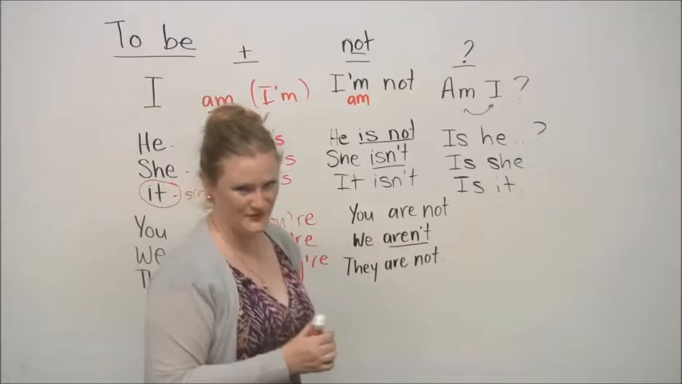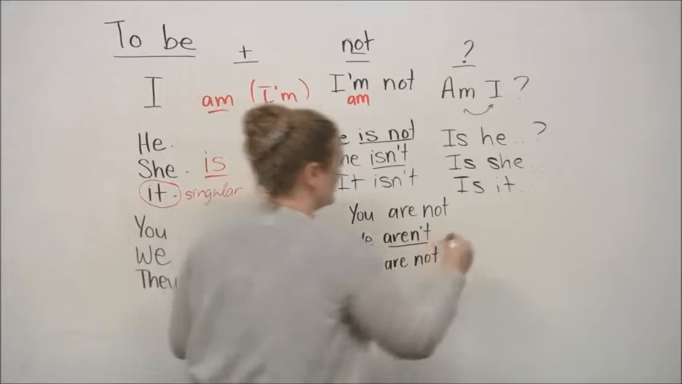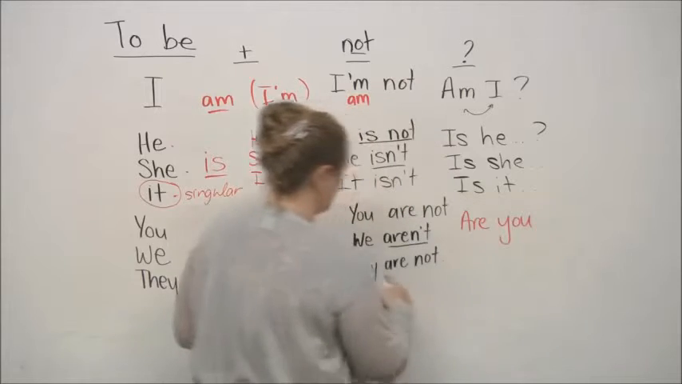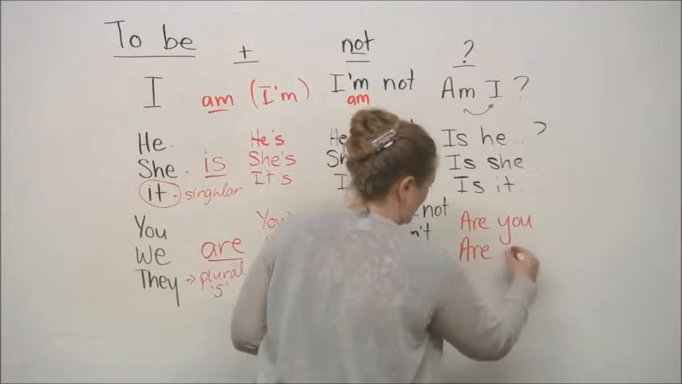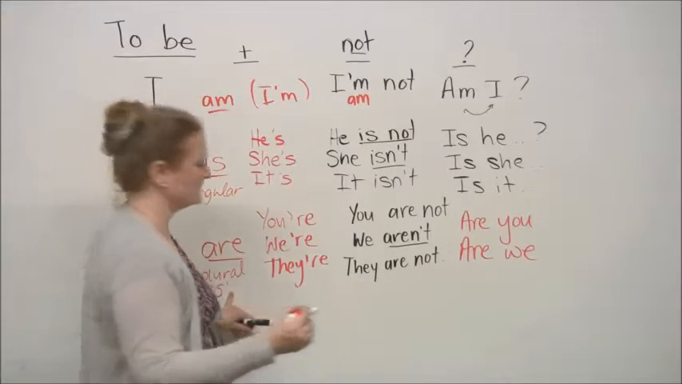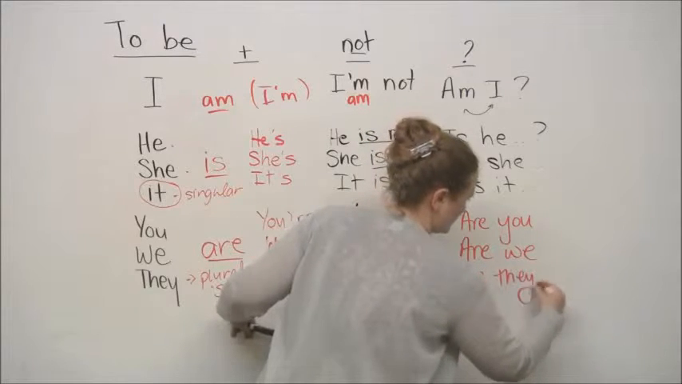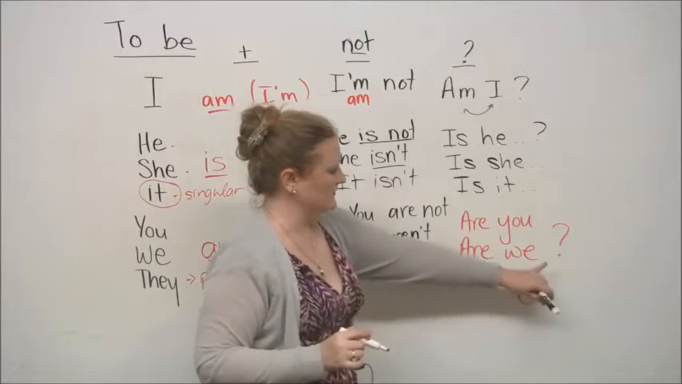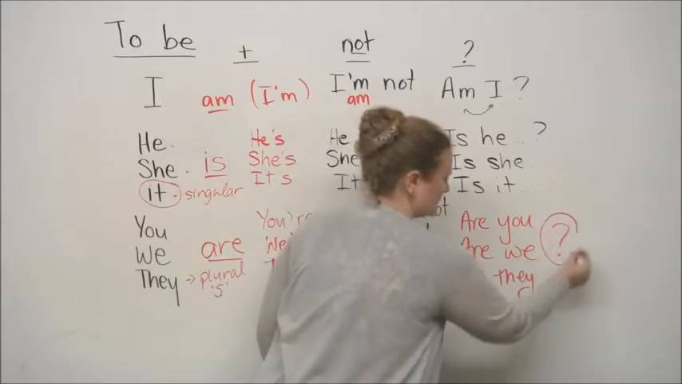You are. Do you know the answer to that one or the question to that one? This one would be, are you? We are would be, are we? And plural noun, they are, would be, are they?